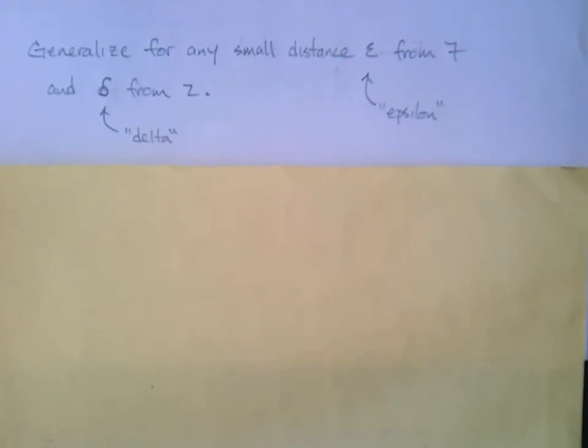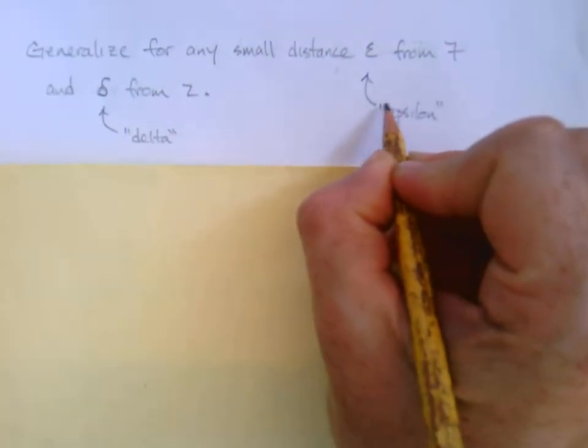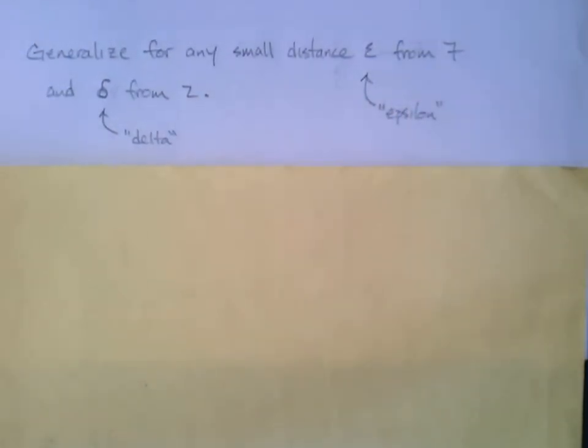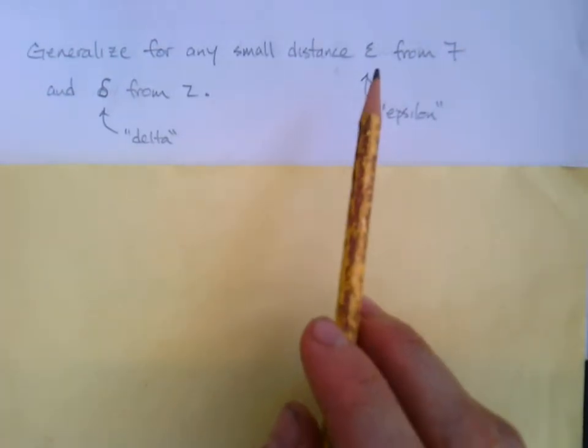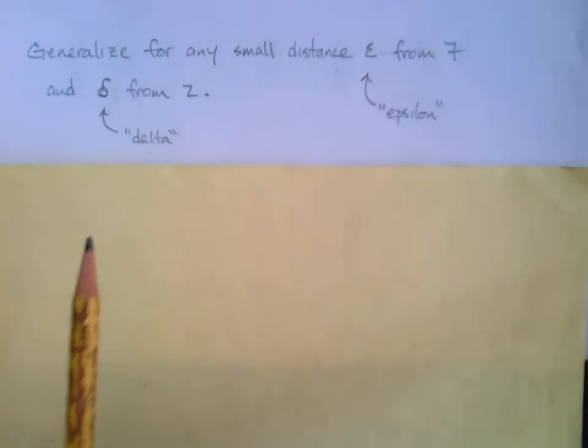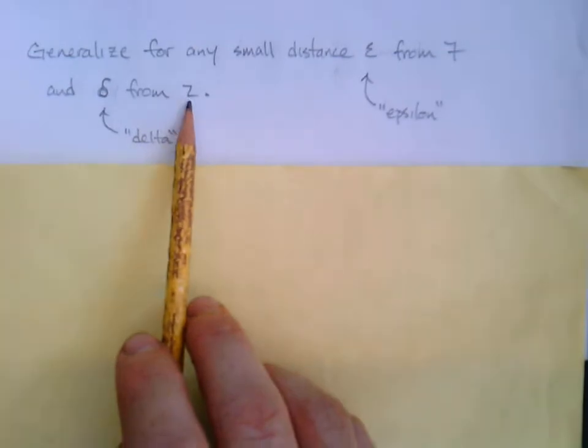So the fact that the concepts in this section use these funky Greek letters certainly does not help the conceptual side. You know something's difficult when it uses funky foreign letters that you haven't really used. All right, any small distance epsilon away from 7, the function will be epsilon away from 7, and x will be delta away from 2.